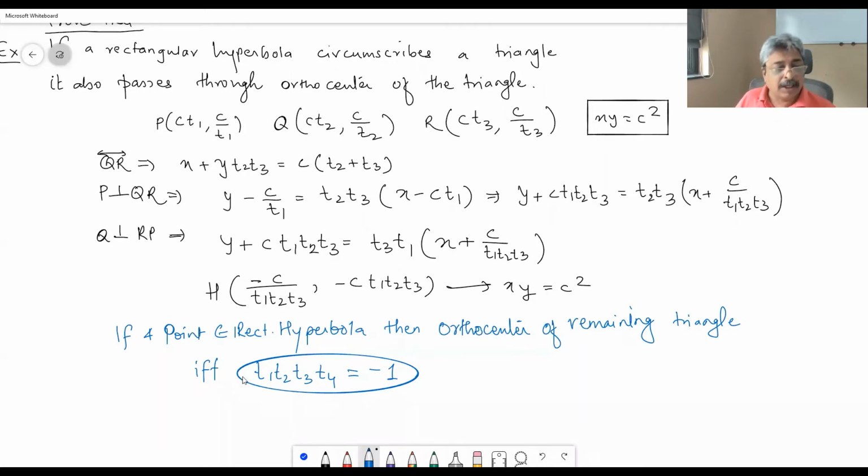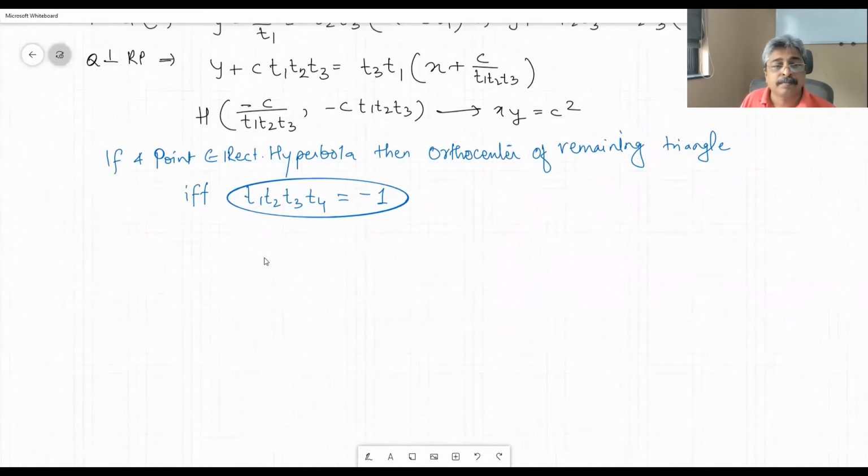Okay. Yet another property. Let a circle, next problem. A circle and rectangular hyperbola.